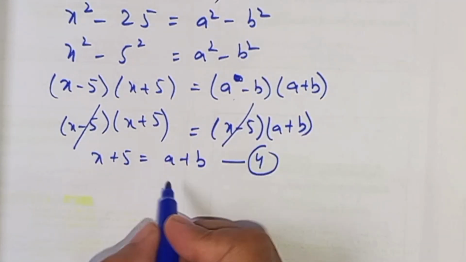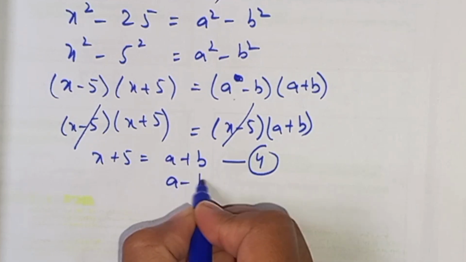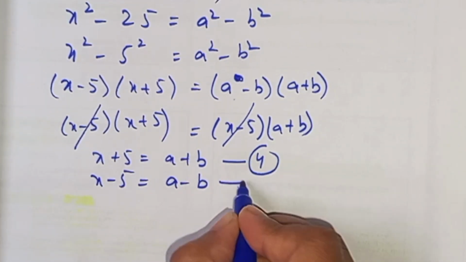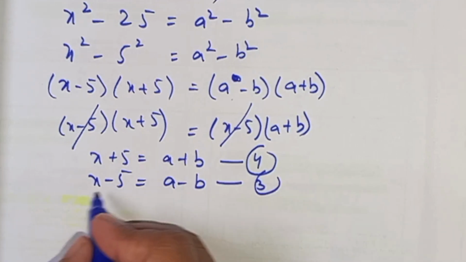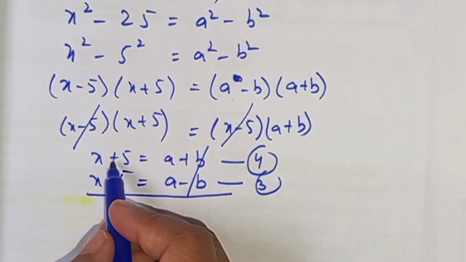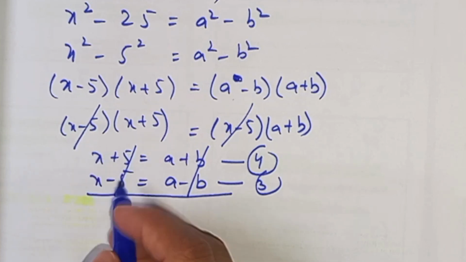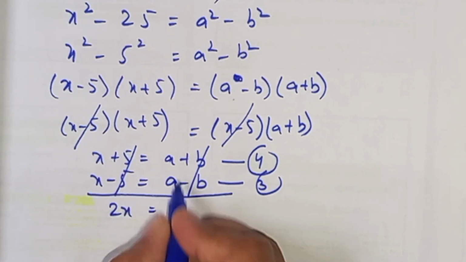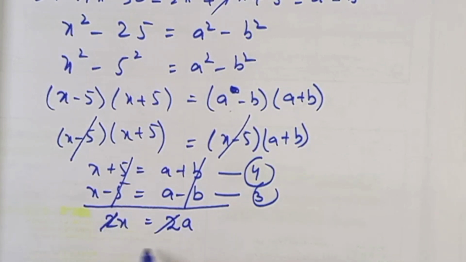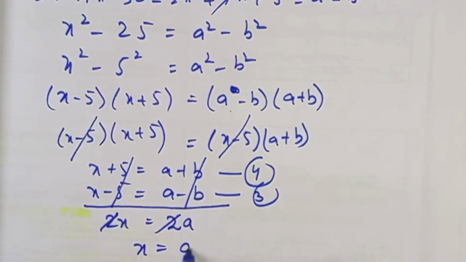And equation number 3 is a minus b is equal to x minus 5. We add these two equations. The plus b and minus b will cancel, and plus 5 minus 5 cancel. This will become 2x, and this will become 2a. The 2 and 2 will cancel, so we get x is equal to a.